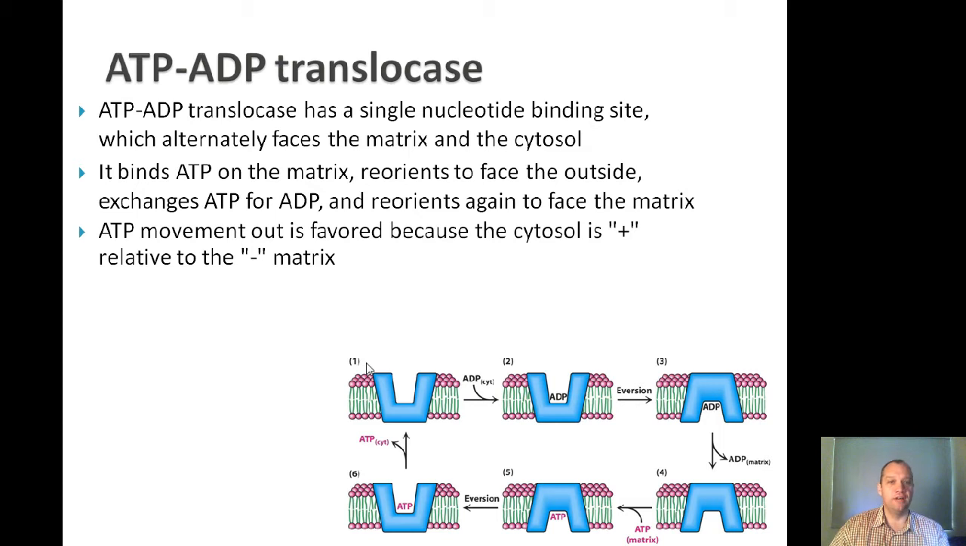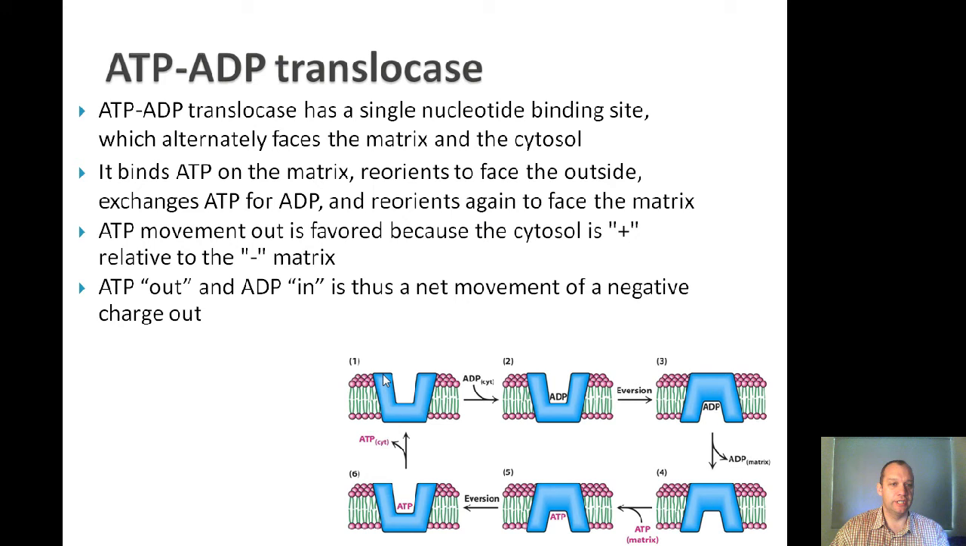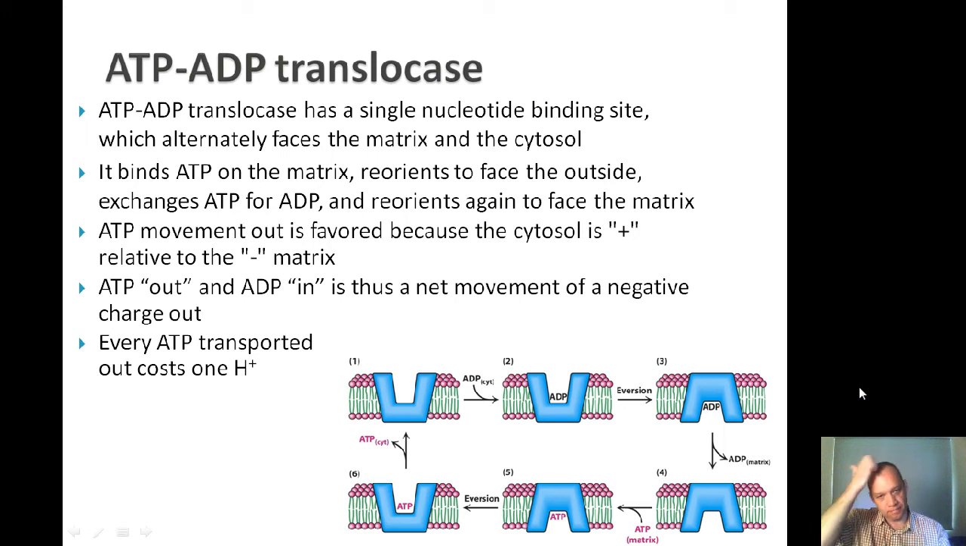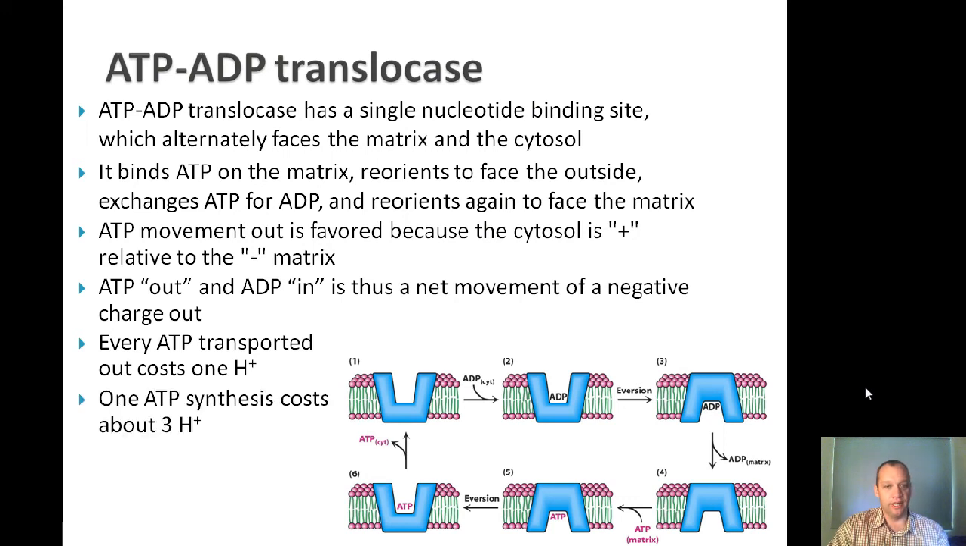So the movement of ATP out of the matrix is also favored because the cytosol is more positively charged relative to the matrix. So there's an electrostatic attraction there. The ATP out and ADP in is thus a net movement of a negative charge out. Every ATP transported out also, as I said, costs 1 proton in. So it uses part of the proton gradient to actually help take ADP in and allow ATP to go out.